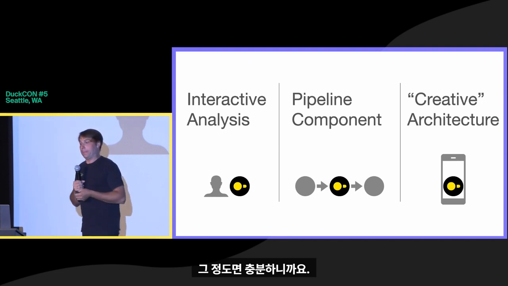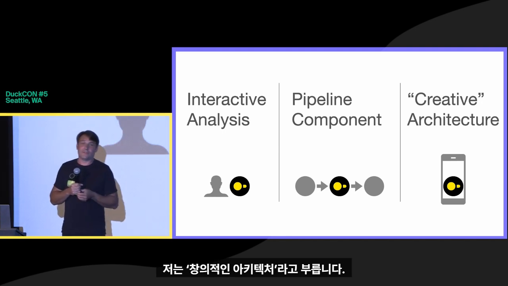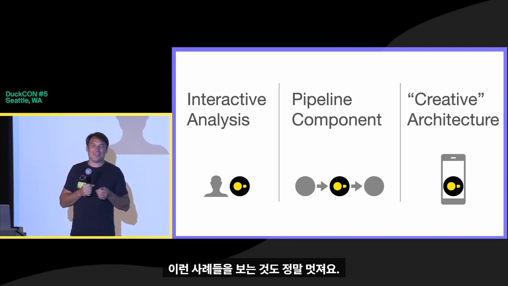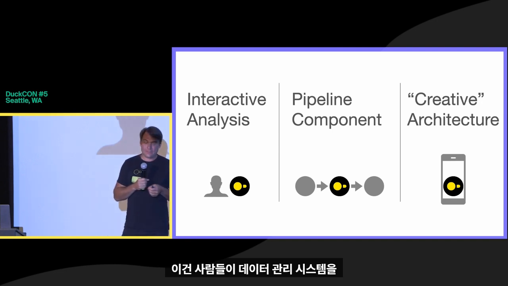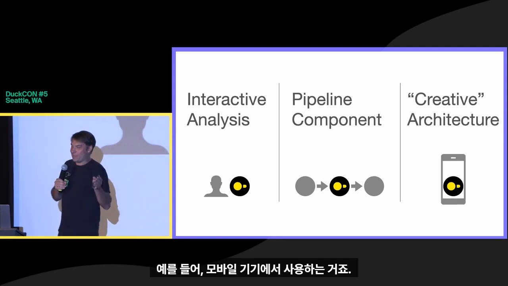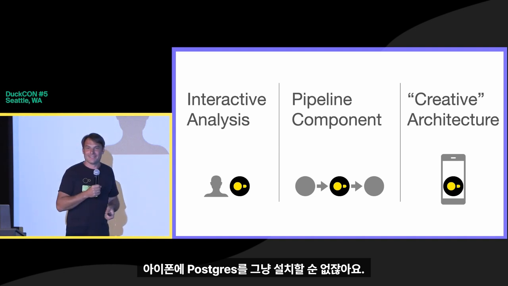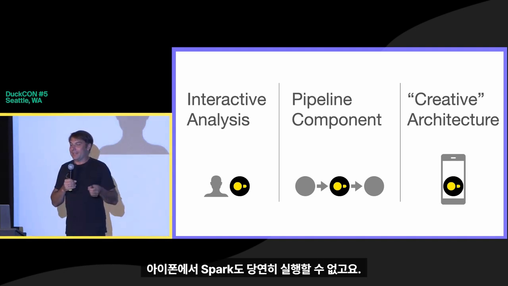That's perfectly fine. And the third use case that we see, I called creative architectures. It's also really cool to see that. We haven't really expected that. That's when people stick a data management system into places where nobody has tried before. So, for example, on your mobile device. You can't just install Postgres on an iPhone. I think that's well known. You can't run a Spark on an iPhone either.